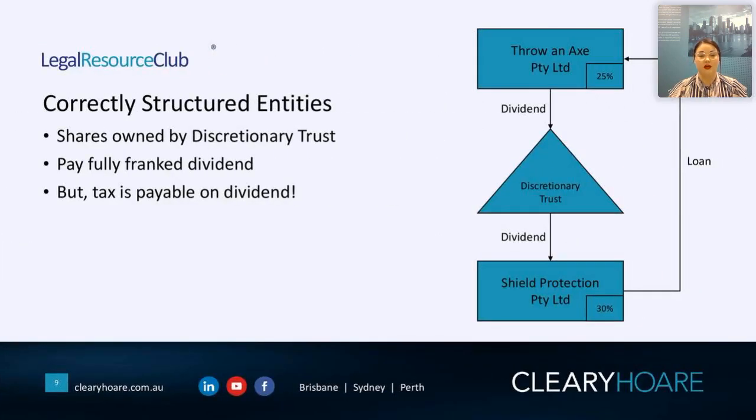So generally, in correctly structured entities, you have the shares owned by a fully discretionary trust. That company would pay a dividend down to that trust, and that trust would then stream that dividend out to another safe haven company. If the dividend can be fully franked, that's great, but regardless, because we've got Throw an Axe, which will have a 25% tax rate due to it being a small business entity, and the passive company a 30% rate, there's going to be tax payable on that difference.